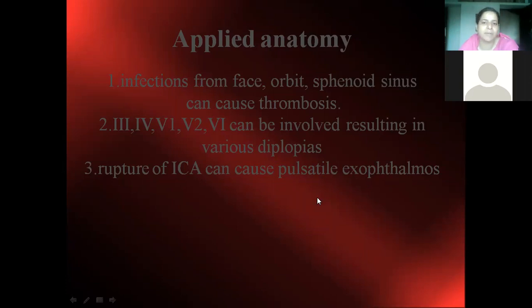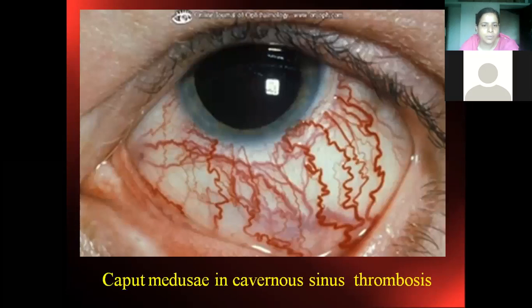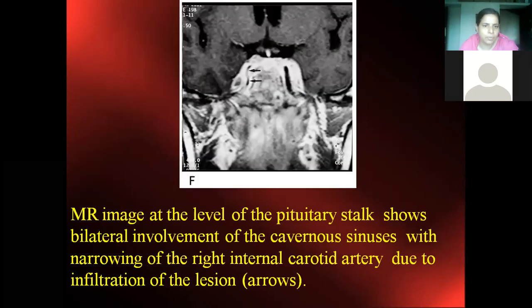That condition is called pulsatile exophthalmos. Okay. So, caput medusae in the cavernous sinus. Caput medusae means where you will see venous engorgement of the blood. That condition is called caput medusae. In case there is any blood clot in the cavernous sinus, we find such a condition. Okay. So this is an MRI image where you are finding the pituitary stalk. Sometimes, if the right and left cavernous sinuses are enlarged, they may compress the pituitary gland also.